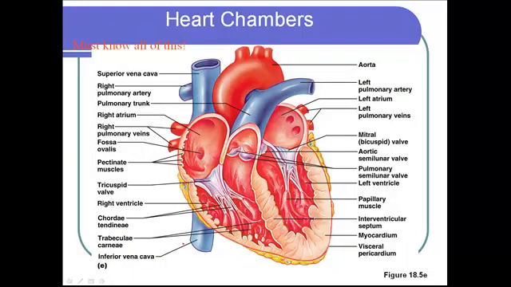But now we're going to cut the front of the heart out, and we're going to look at what the chambers look like inside. So we do have 4 chambers, 2 atria, 2 ventricles, and we have the right heart over here and the left heart over here. These are separate pumps that are kind of glued together with this interventricular septum.